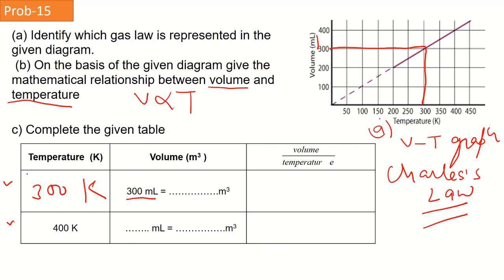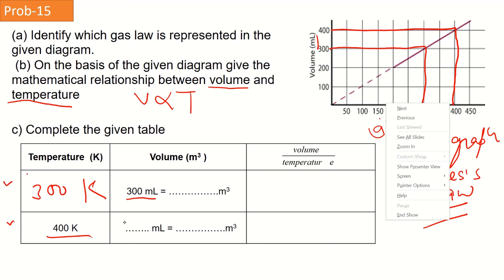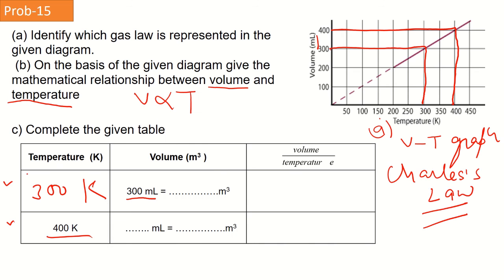Now the second one. At 400 Kelvin, what is the value of the volume? At 400 Kelvin, the value of the volume is 400 milliliter. So this is 400 milliliter.